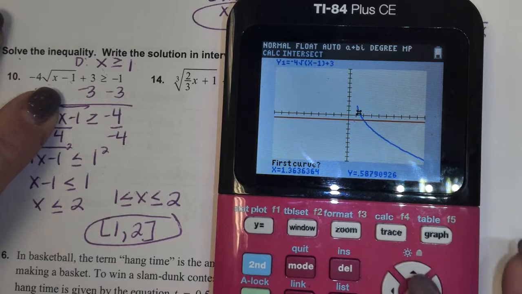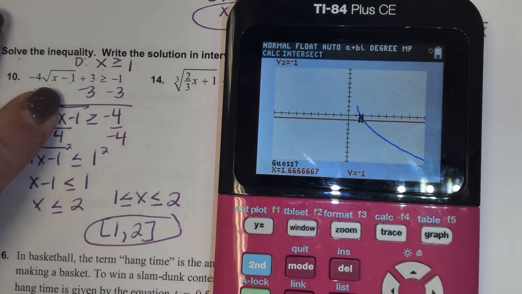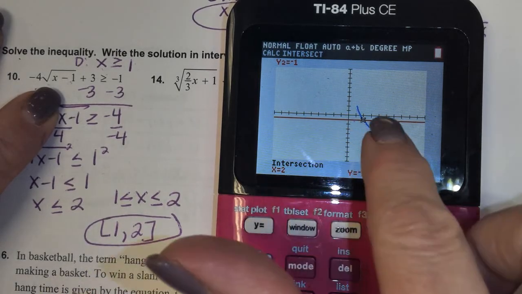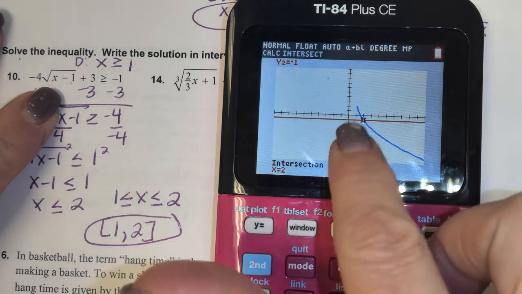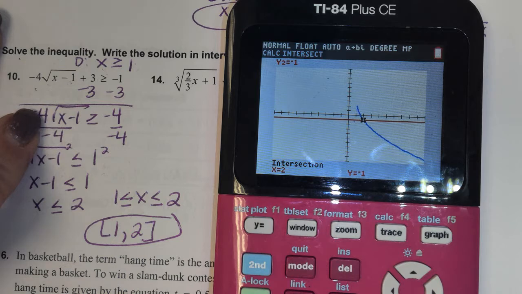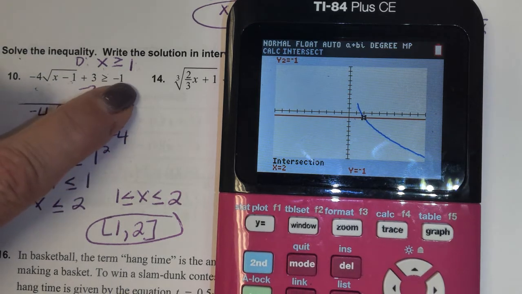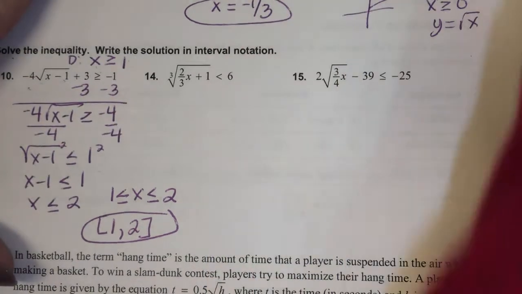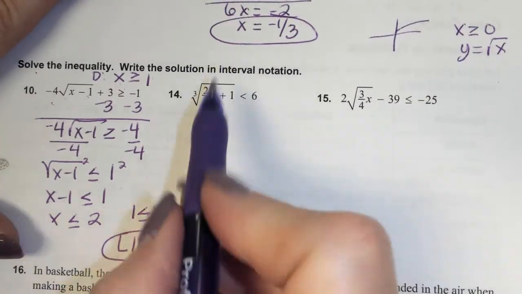See, all of algebra can be done graphically. I mean, you could figure this out on the graphing calculator. So I can see that from x equals 1 to x equals 2, that's where the radical function is greater than the linear function of y equals negative 1. Make sense? All right. How do I undo a cube root?